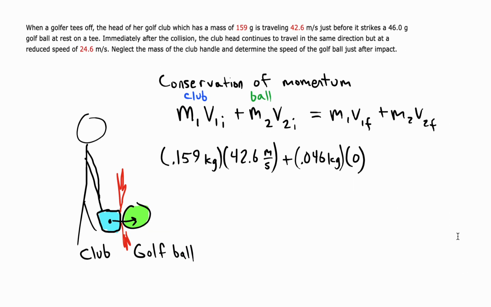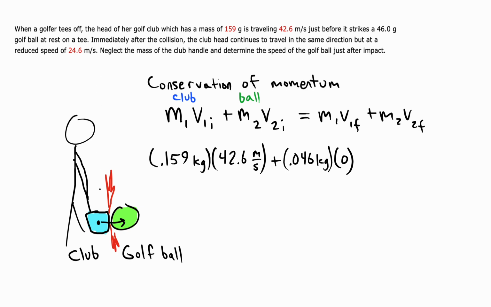So we can see what's going to happen here. The ball has a very small mass relative to the club. So when they collide, that could cause the ball to fly off at a high speed.